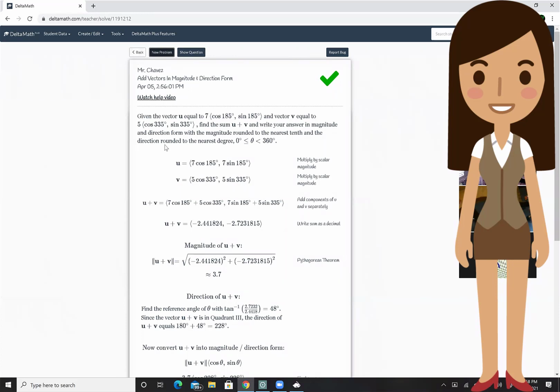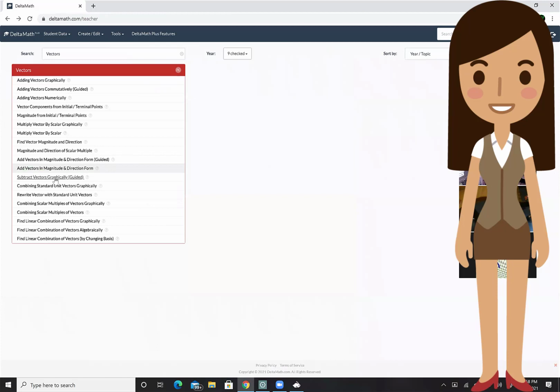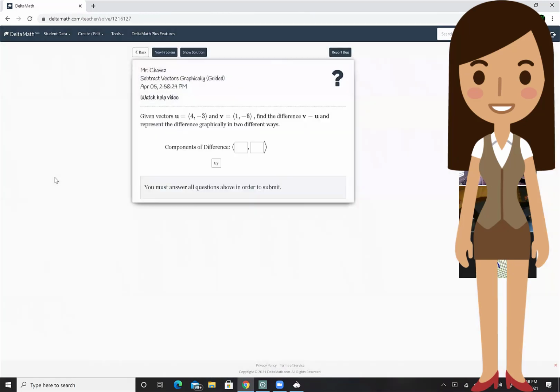All right. Here comes the last one, guys. Don't worry, we're almost done. This is the last one. This one will probably be the easiest one for you guys. All you're doing is adding vectors.